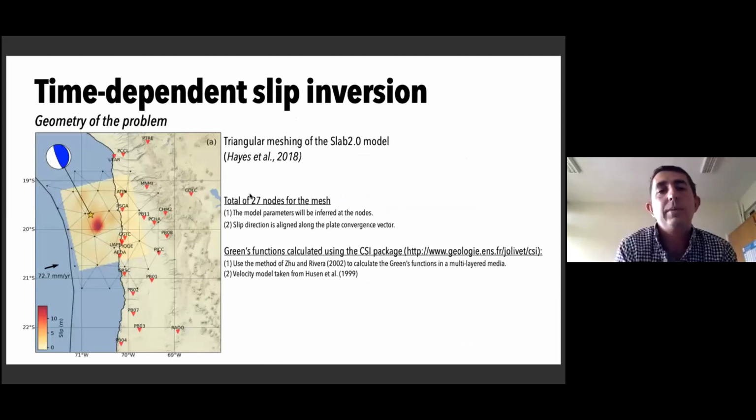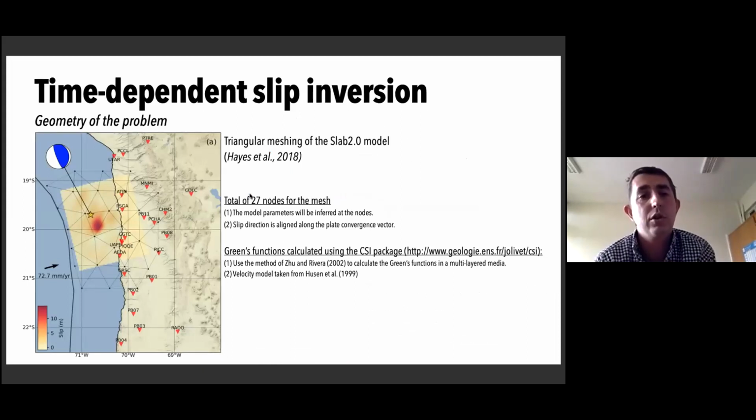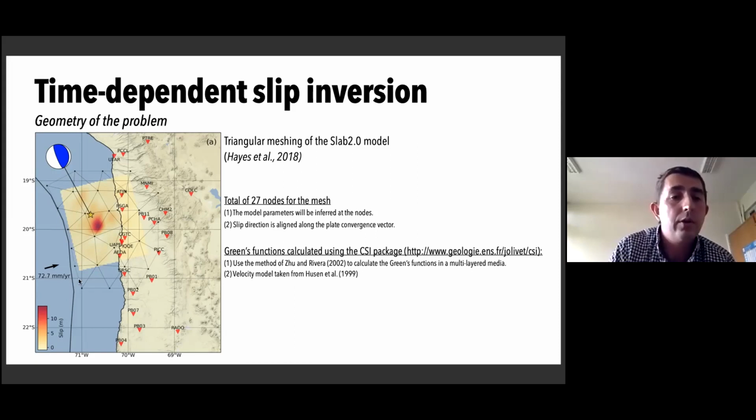So how do we obtain the spatiotemporal evolution of slip? Well, first of all, let me describe a little bit the geometry of the problem. We take a rather realistic fault plane, or fault interface, I should say, because we mesh the Slab 2.0 model. The mesh is shown here by these dots and these triangles. We have about 27 nodes for the mesh, and the model parameters will be inferred at the nodes. We are making one assumption, which is that the slip is going to be aligned along the plate convergence vector. So we have only one slip direction, which is roughly into that direction.